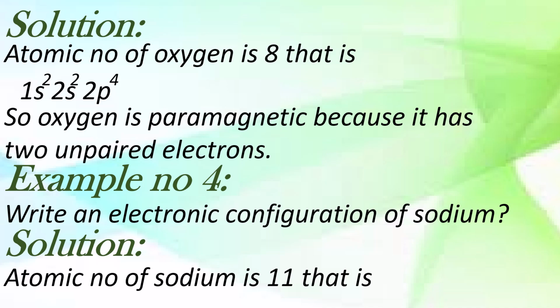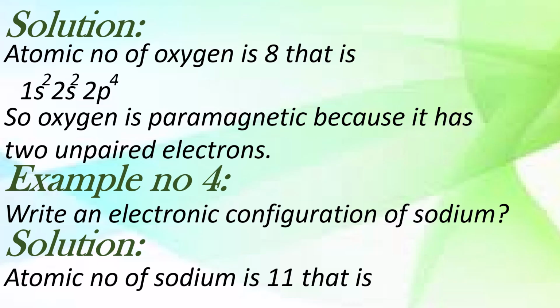Because p orbital consists of 3 orbitals, each containing a maximum of 2 electrons, but here there are 4 electrons, so 2 electrons are unpaired. So oxygen is paramagnetic because it has 2 unpaired electrons. That means it can be attracted by a magnetic field.